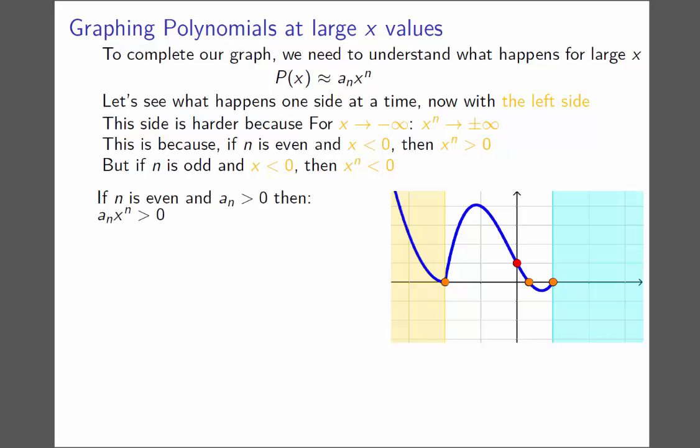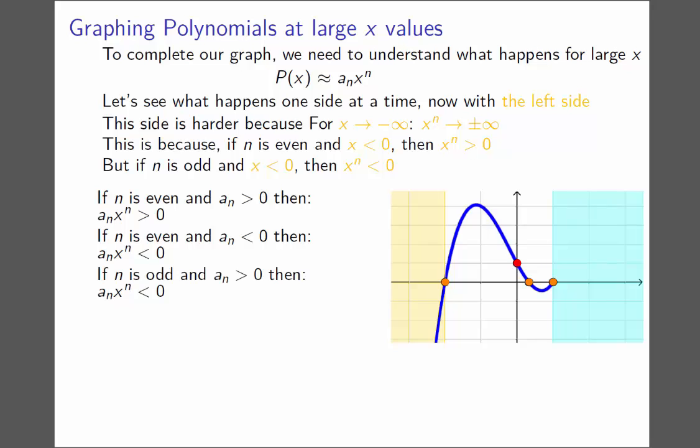So if n is even and a_n is positive, then a_n x^n is positive as well, and our polynomial is going off to positive infinity. But if n is even and a_n is negative, then a_n x^n is a negative times a positive, which is negative, and our polynomial is going off to negative infinity. If n is odd and a_n is positive, then a_n x^n is a positive times a negative, which is negative. So our polynomial is going off to negative infinity again.